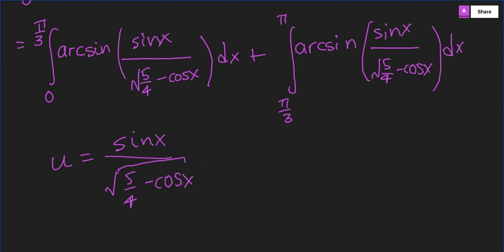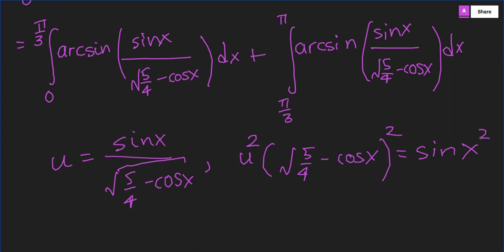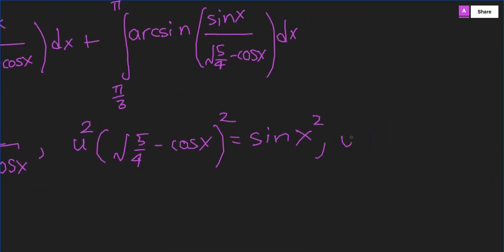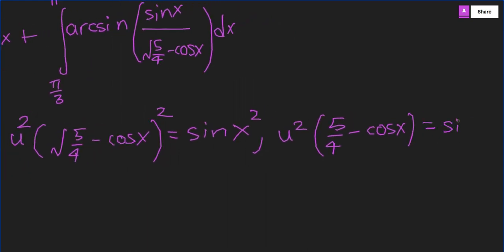What this means is that we can solve for one of the variables, sin x or cos x. We can solve for cos x in terms of u and then make the substitution more easily, because sin squared x is 1 minus cos squared x. If you move the denominator to the other side, u times the square root of 5/4 minus cos x is equal to sin x. If we square both sides, we get u squared times (5/4 minus cos x) is equal to sin squared x.